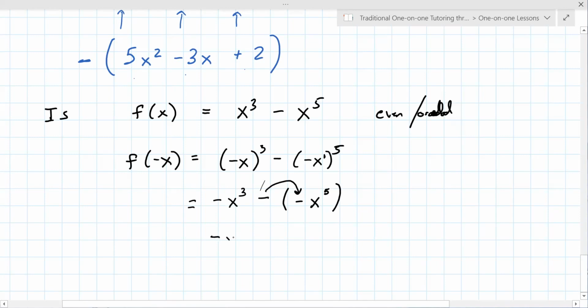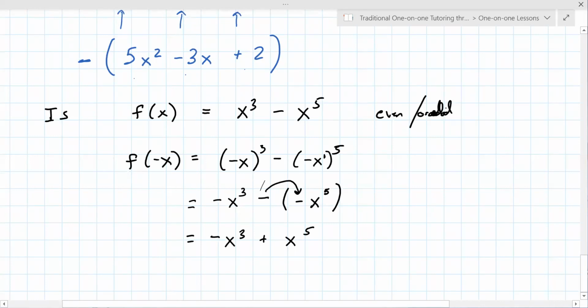Now you can distribute in this negative. So this becomes negative x cubed plus x to the fifth. This is a step you'll definitely want to review on your own, look at the notes again, so that it's clear. But now that we have this last line, the first question I ask is, is this the same as the original? It has to be exactly the same. No, so it's not even.